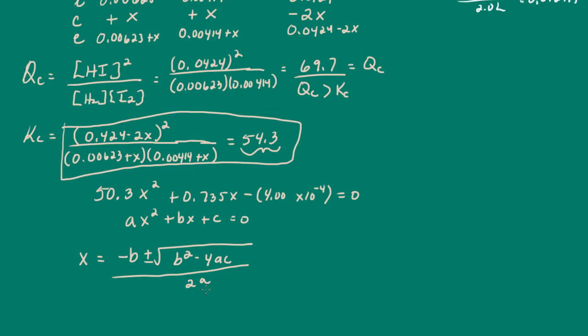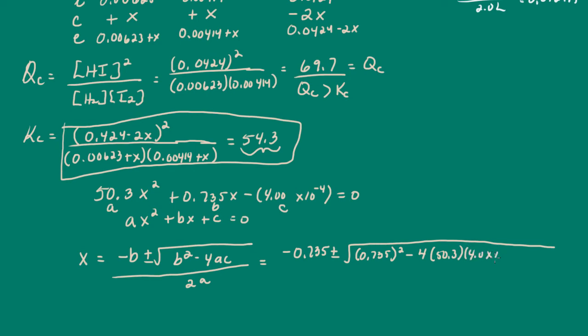So what we need to do then is use that quadratic formula. So we know that a is 50.3, b is 0.735, and c is 4 times 10 to the negative 4. So let's go ahead and get this in here. And what we have is x is equal to negative b, negative 0.735, and that's going to be plus or minus the square root of b squared, 0.735 squared, minus 4ac. So minus 4 times a, which is 50.3, times c, which is 4.0 times 10 to the negative 4. Let's not forget, this is all over 2a, so 2 times 50.3.